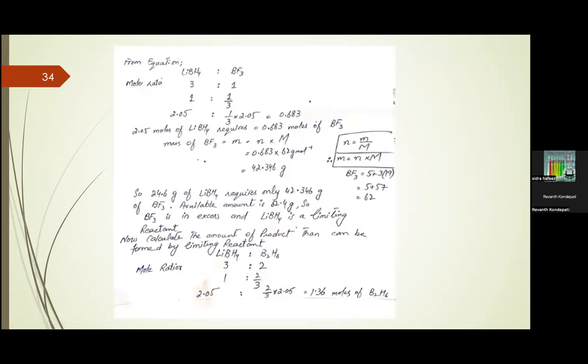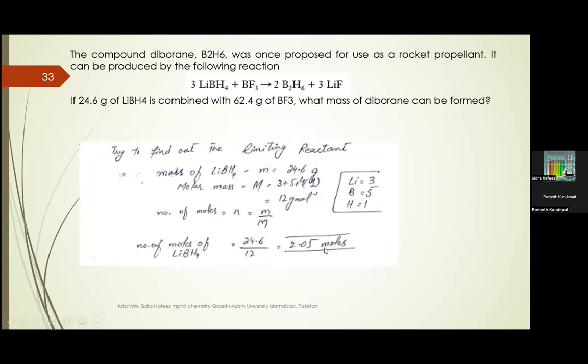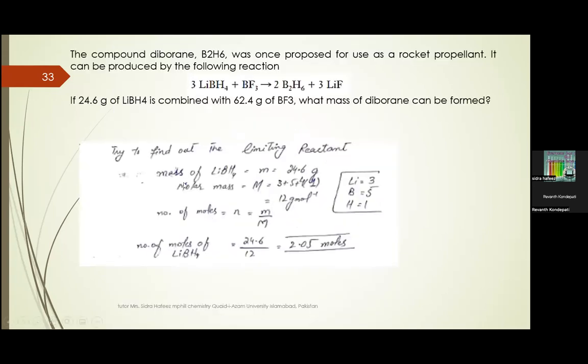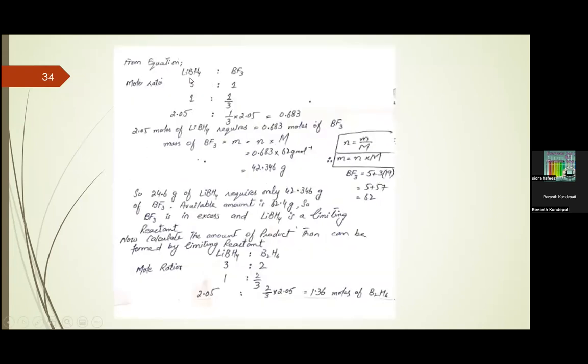Now, here directly we will calculate the BF3 that is required by 2.05 moles of lithium borohydride. In the equation, 3 moles of lithium borohydride require only 1 mole of BF3. So 1 mole of lithium borohydride will require only 1 divided by 3 BF3. Then 2.05 moles of lithium borohydride will require 1 over 3 multiplied by 2.05, and it will give you an answer 0.683 moles of BF3.